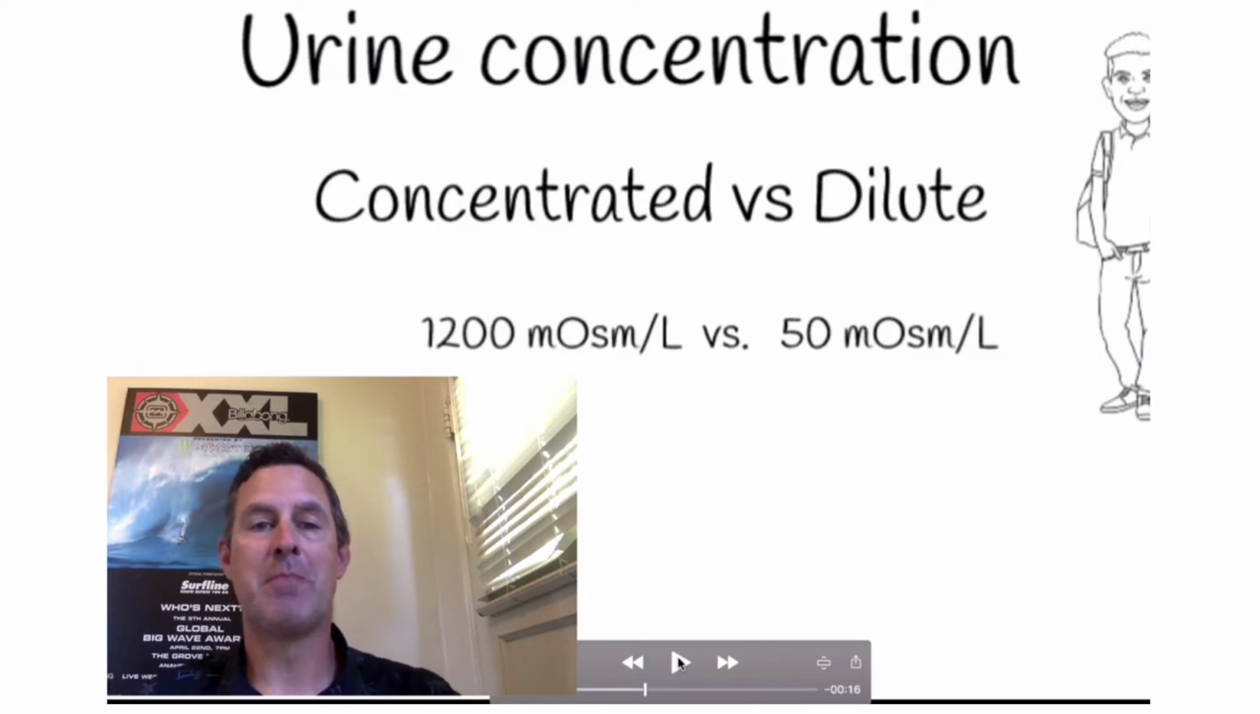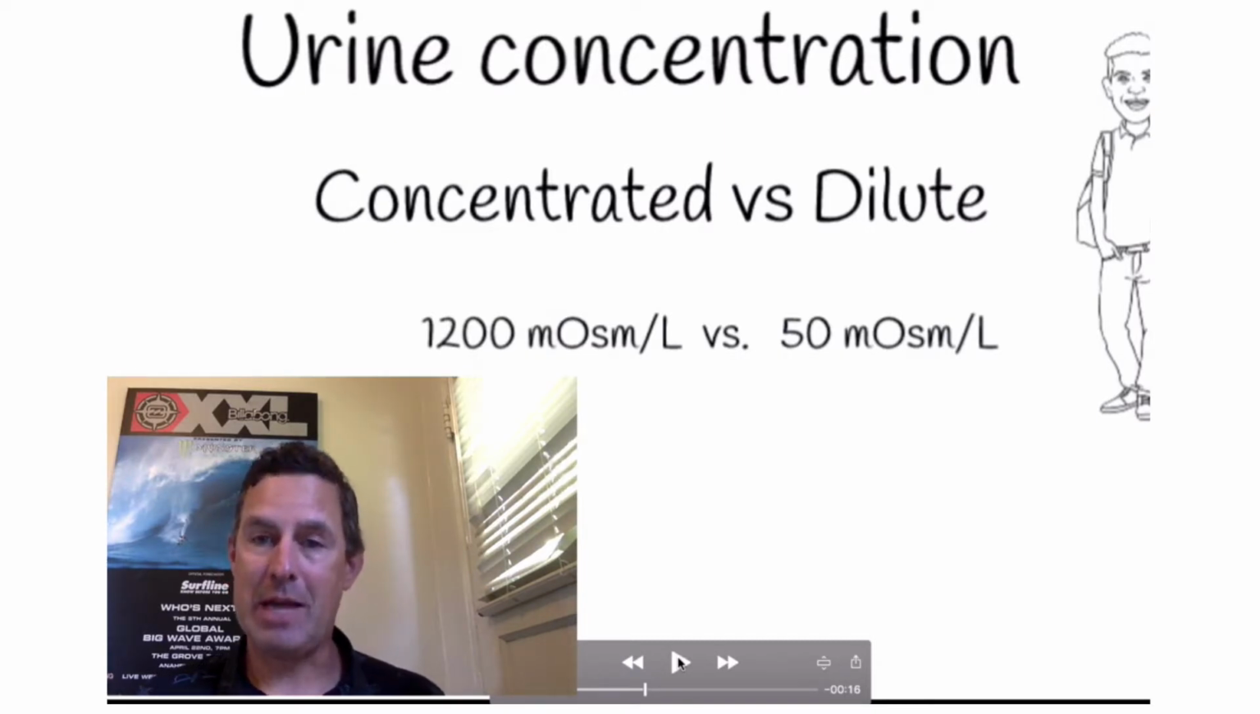have an osmolarity anywhere from 1200 to 1400 milliosmoles per liter, whereas dilute urine, which is clear urine, has a low solute content and a greater volume of water. And that can be as low as 50 milliosmoles per liter. So urine can be anywhere along the spectrum from a dilute urine of 50 milliosmoles per liter to a concentrated urine of 1200, maybe even 1400 milliosmoles per liter.